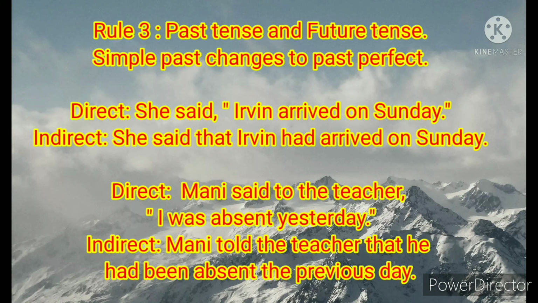Look at the next example. Direct speech. Mani said to the teacher, I was absent yesterday. Here the reported verb was is simple past tense. It changes into had been, that is past perfect tense, in indirect speech. So the indirect speech sentence is Mani told the teacher that he had been absent the previous day. So simple past tense changes into past perfect tense.